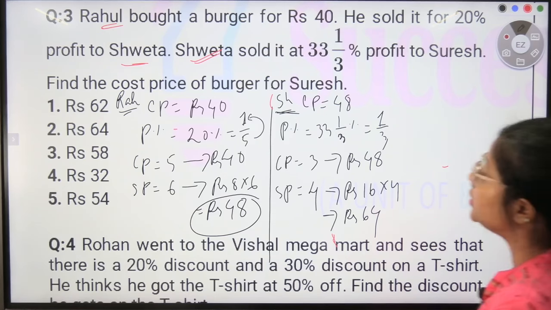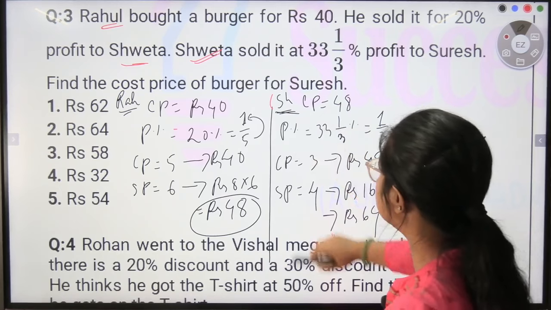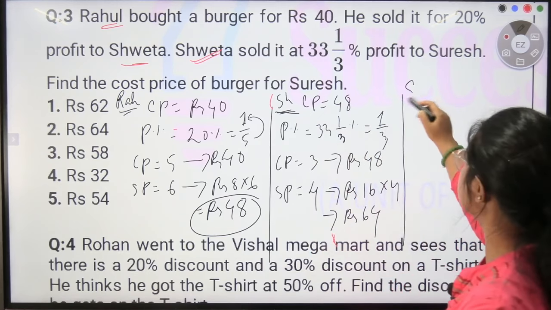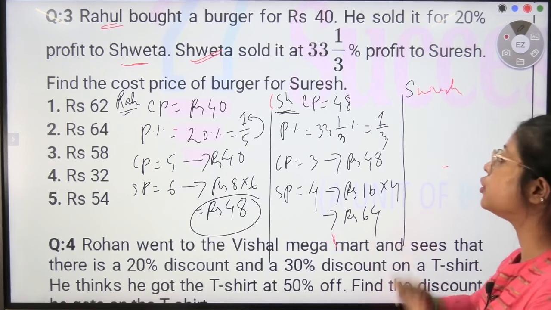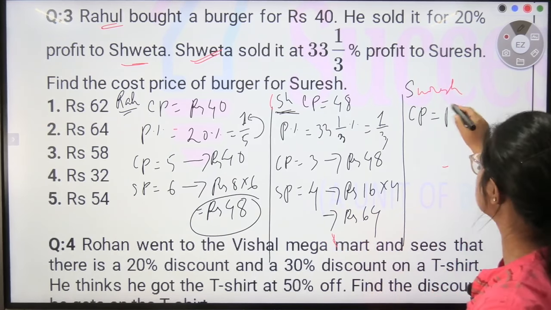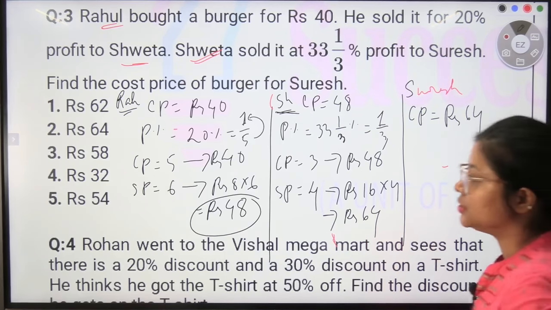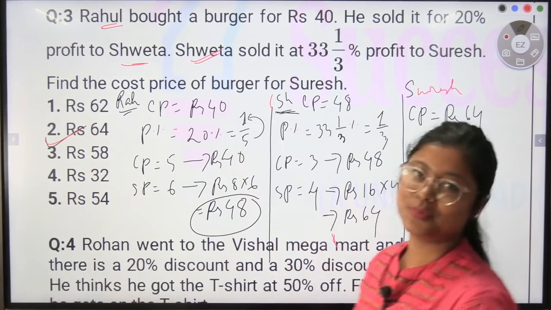Now find the cost price of the burger for Suresh. Since Shweta has sold it to Suresh, the SP for Shweta becomes the CP for Suresh. So CP for Suresh would be rupees 64. My option number 2 would be the correct answer.